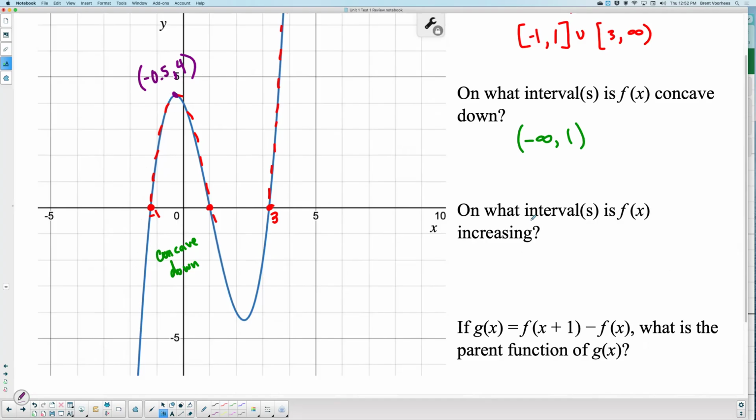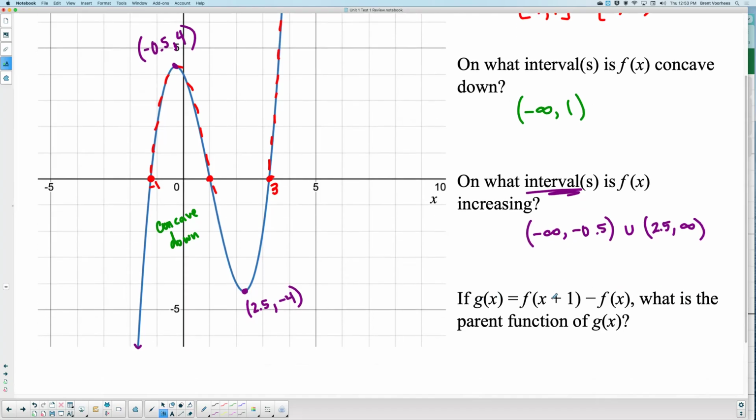On what intervals is it increasing? What does intervals mean again? X values. You only list x values. From where to where? Negative infinity to negative 0.5. Does it increase anywhere else? All right, from this point on, let's call this one 2.5. And I'll call it -4. From 2.5 on, it increases. So we'll say union from 2.5 until infinity.